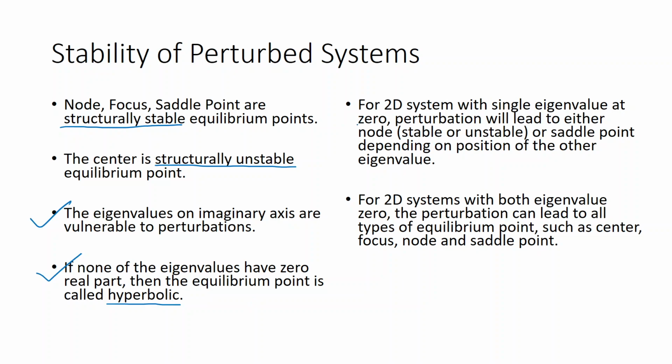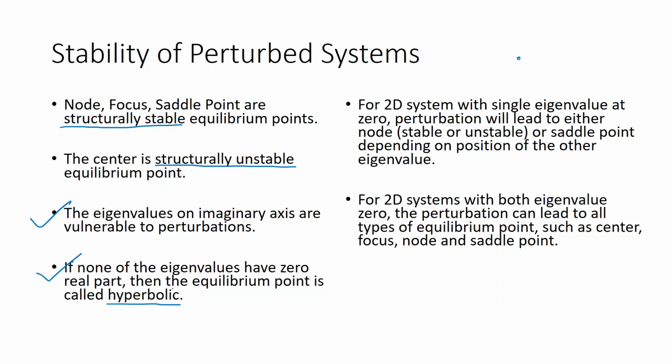So now some more statements can be made for the 2D system with a single eigenvalue at 0. That means it is a set of real eigenvalues. One eigenvalue is at 0, another eigenvalue is either in the left half plane or in the right half plane. Now the perturbation will lead to... Sorry, it was not a saddle point. It is a phenomenon where you have an eigenvalue at 0.